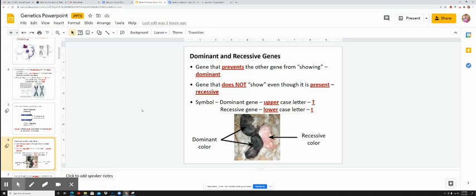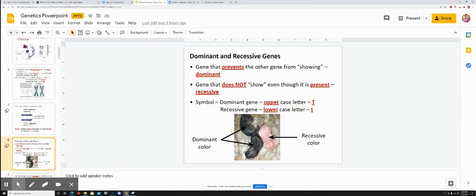In the baby lab, there was something referred to as dominant and recessive genes. So genes come in pairs, so there's always going to be either recessive genes or dominant genes or a combination. So what dominant means is that the gene prevents the other gene from showing. In other words, the dominant gene is producing proteins that mask the proteins of the recessive gene. A gene that does not show, even though it is present, is recessive.